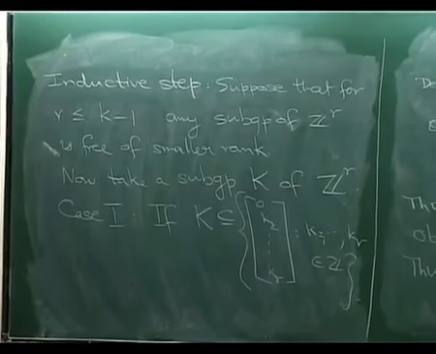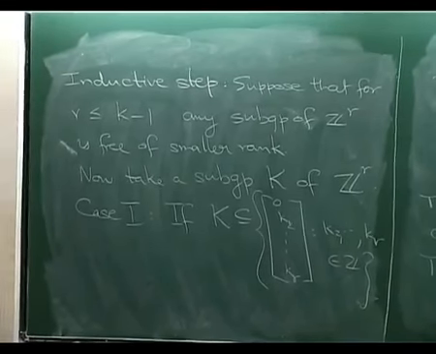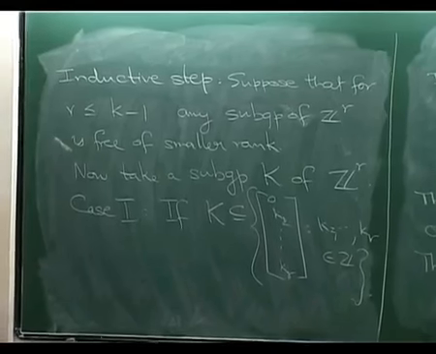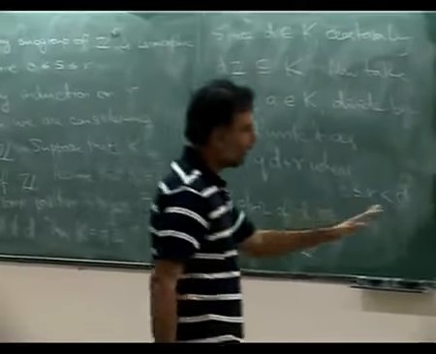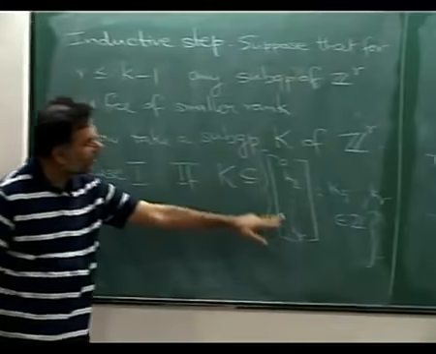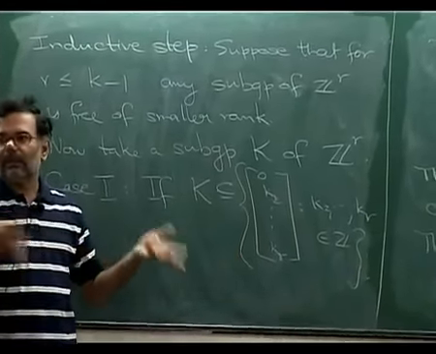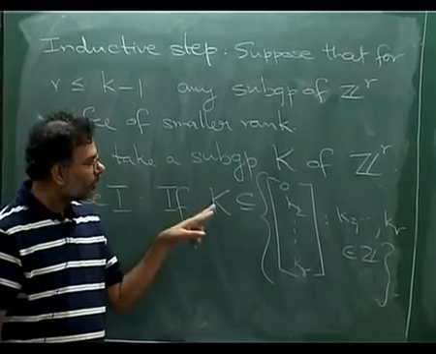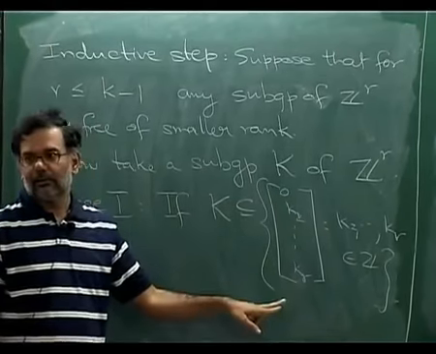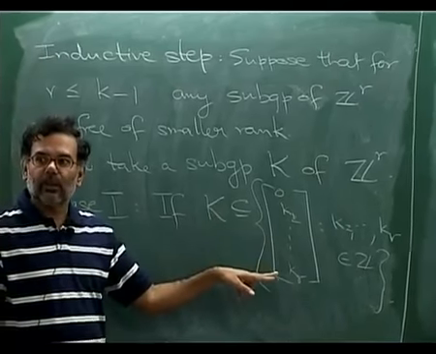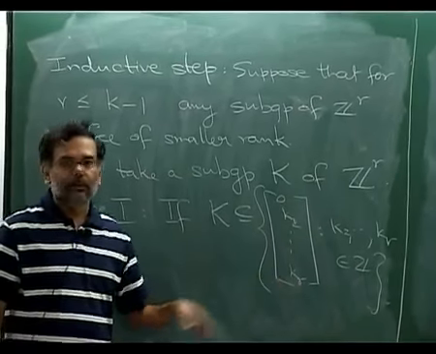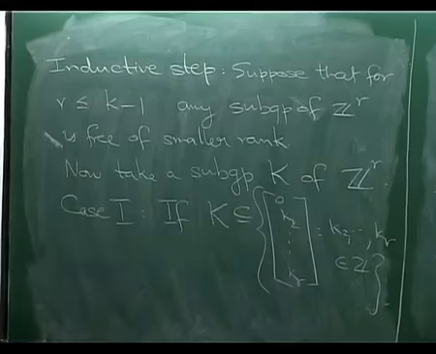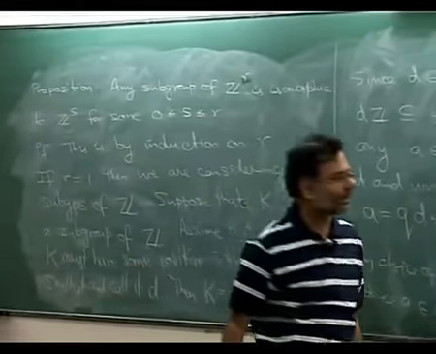The subgroup of Z^R of all elements whose first coordinate is 0 is isomorphic to what group? It is isomorphic to Z^(R-1). Obviously these are R minus 1 things, all belong to Z, and the addition respects everything, just like Z^(R-1). So if K is contained here, then K would be isomorphic to a subgroup of Z^(R-1). But we have already proved for smaller ones that this will be free, right? So we may assume that this case doesn't arise.